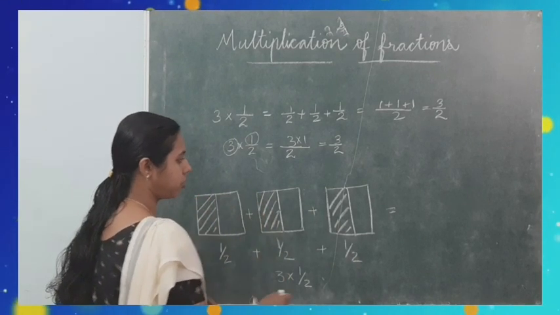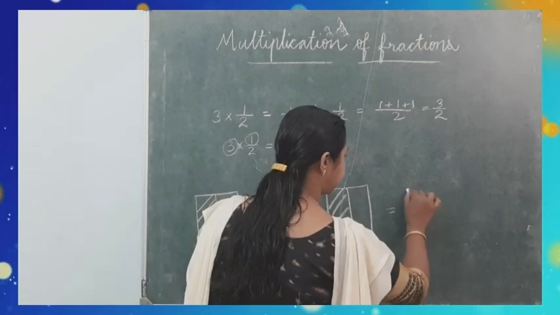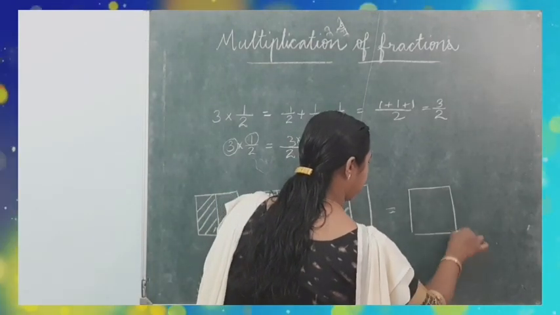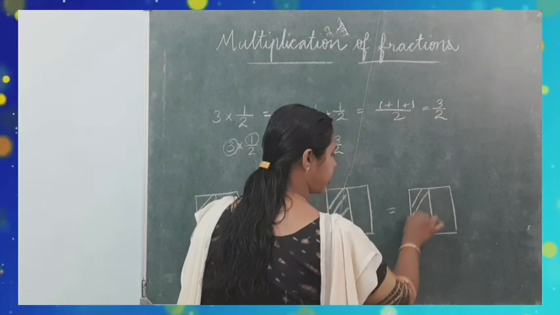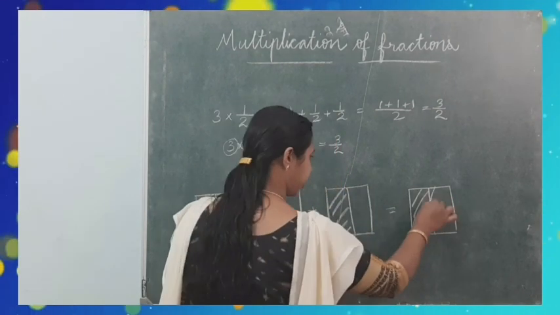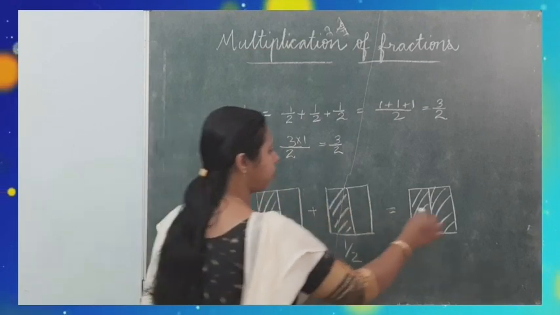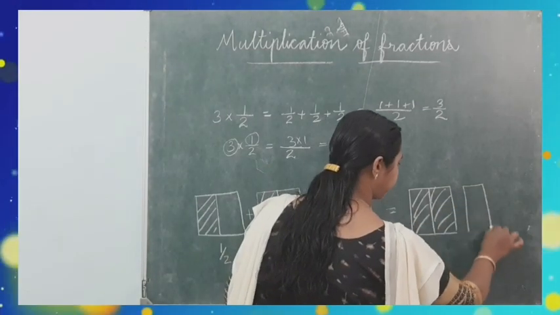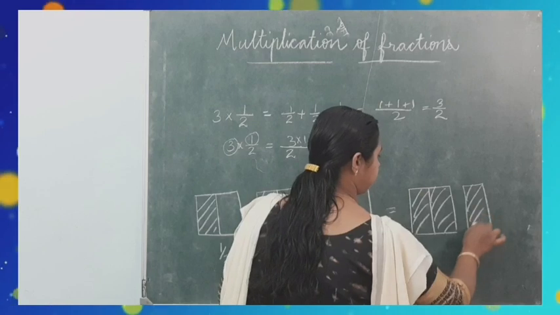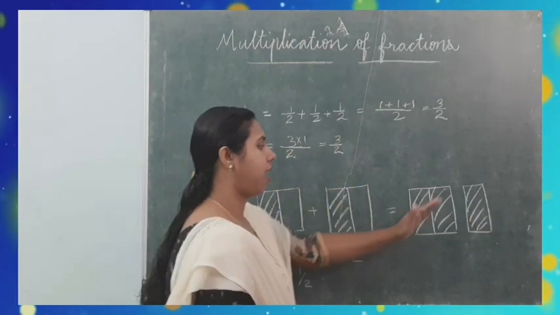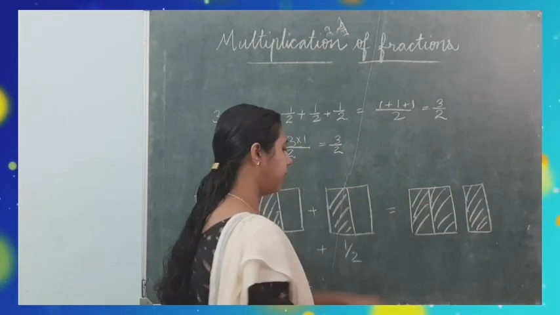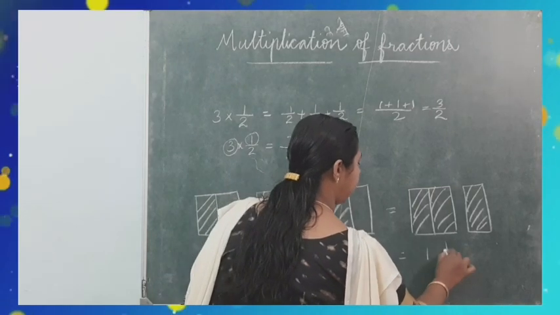3 by 2. That means if you compare these 2 halves, the shaded portions, you can see one shaded portion here and a second shaded portion, so it forms one square. Again, one more shaded portion is there. So you are getting one and half.